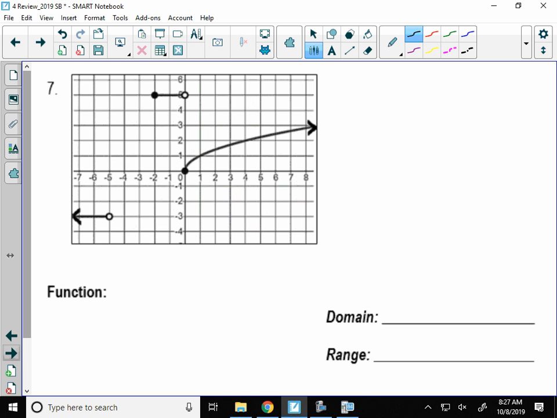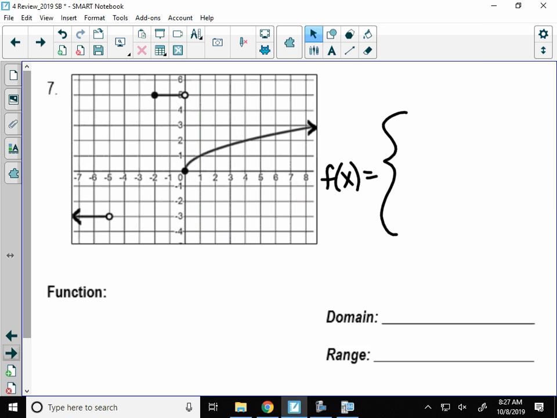All right, last one for part 3. I have 1, 2, 3 parts to my equation because I have 3 pieces of the graph. So the left part here is a constant function that happens at y of negative 3. And since it has an arrow going to the left, I want all the x's that are less than negative 5, with an open dot.